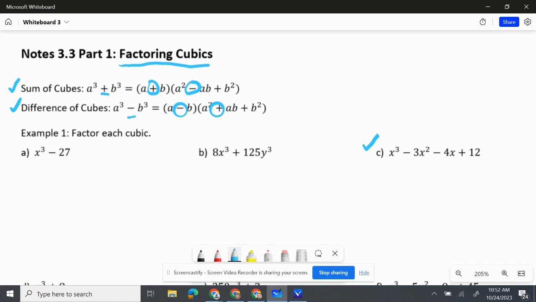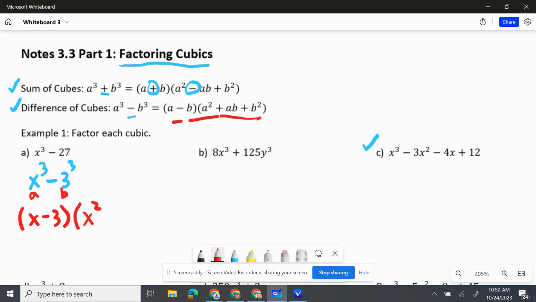So the first thing I like to do is write it in terms of cubes. So x cubed minus 3 cubed, because 3 cubed is 27. That lets me know that my a value is x and my b value is 3. Since I see there's a subtraction sign, I'm going to be using the difference of cubes in order to solve it. So I have x minus 3, that's the a minus b, and then I square the a, so that's x squared. I times the a and the b, so that would be 3x, and I square the b, which is 9. And that right there is my answer.